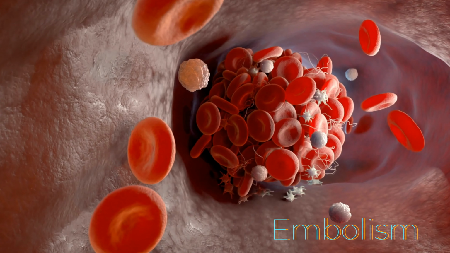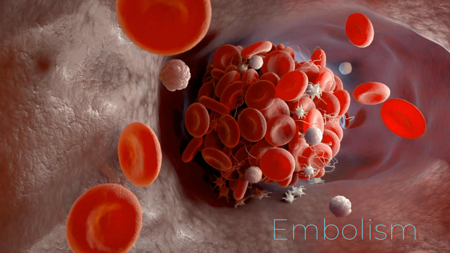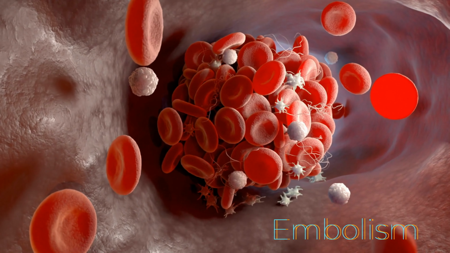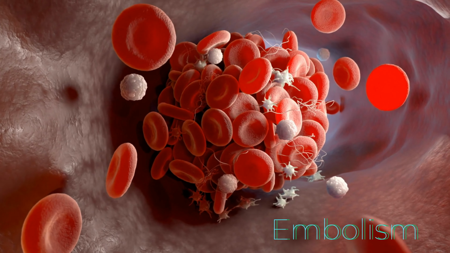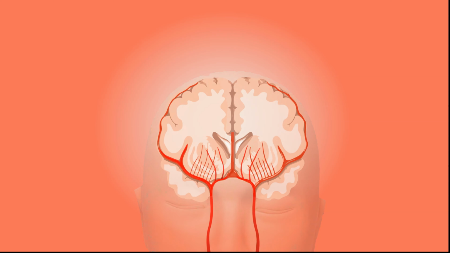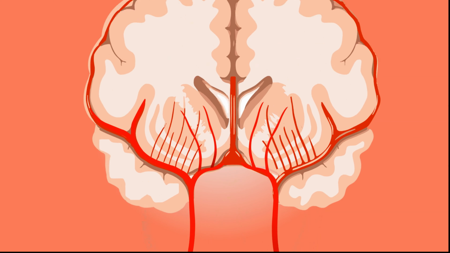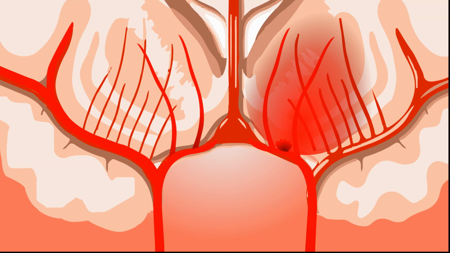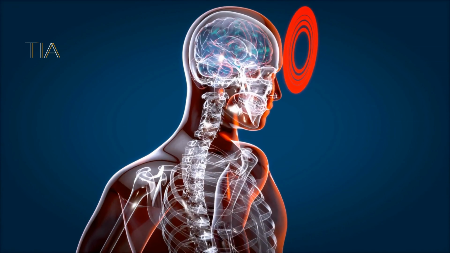B. Another mechanism for ischemic stroke formation is embolism. A blood clot breaks off from one location, travels through the blood, and gets lodged in an artery downstream. Number 2. Hemorrhagic stroke. Less common but more deadly, this occurs when a blood vessel in the brain bursts, leading to bleeding, hemorrhage.